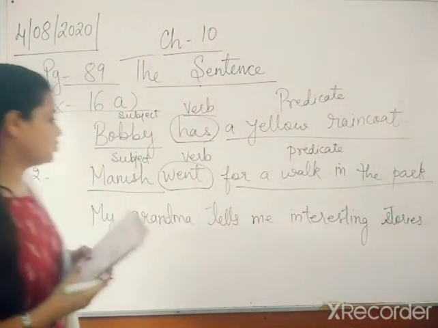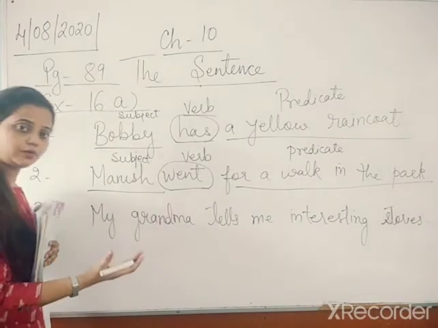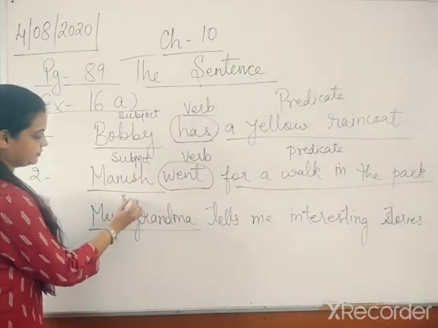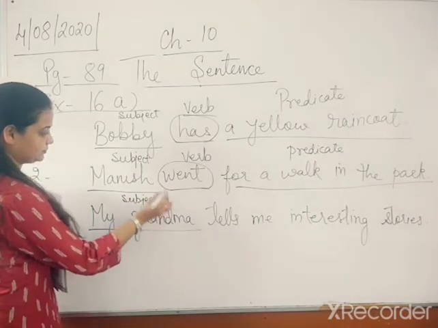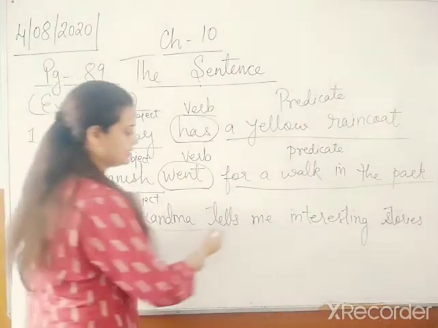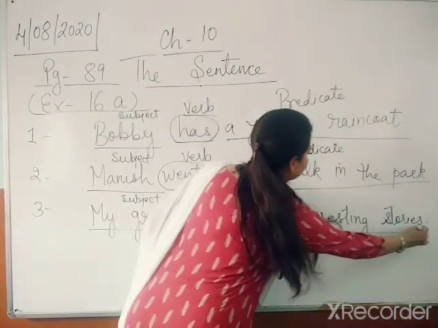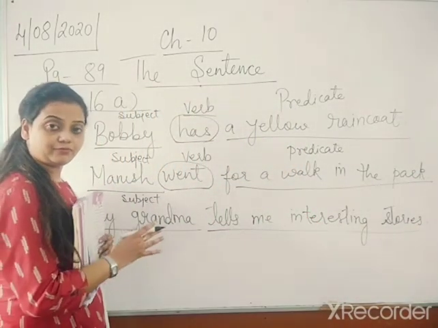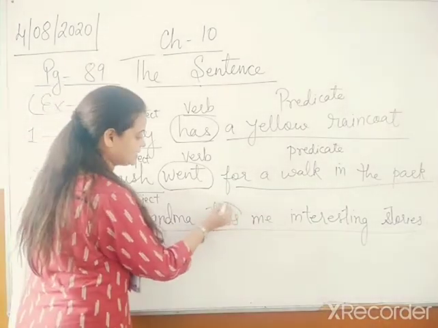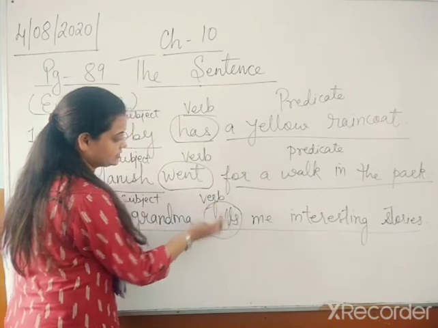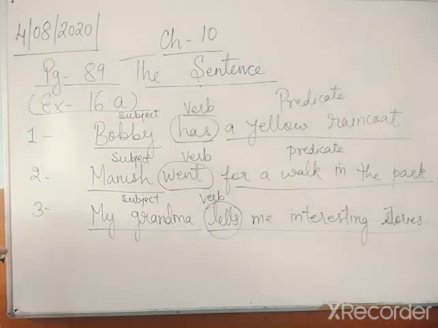Clear? So who tells the stories? Who is performing the action? My grandma. So my grandma will be your subject. Okay? Then tells me the interesting story is your predicate. But we have to find out the verb over here. So tells is an action. It's a verb. Okay? So we'll circle it. Clear? Next.